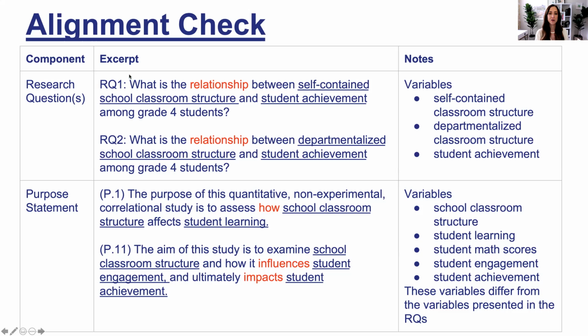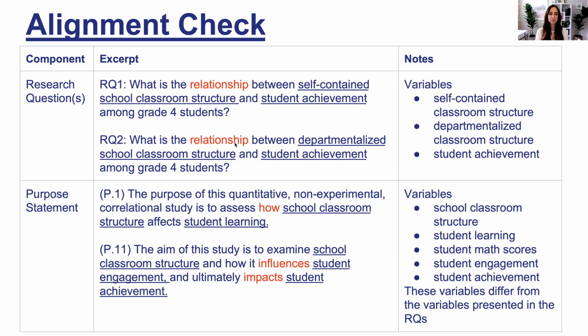So I copy and pasted the research questions. Research question 1: what is the relationship between self-contained school classroom structure and student achievement among grade 4 students? And then research question 2 asks the exact same thing, but instead of self-contained classroom structure, it's referring to departmentalized school classroom structure. What I did here is I underlined the variables, and I put those over here in the right-hand column. And then I put this relationship in red.